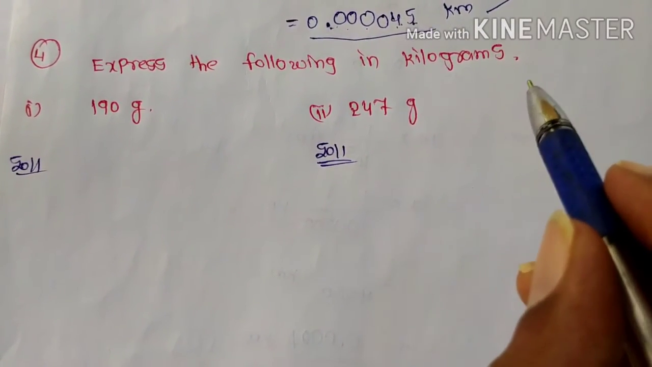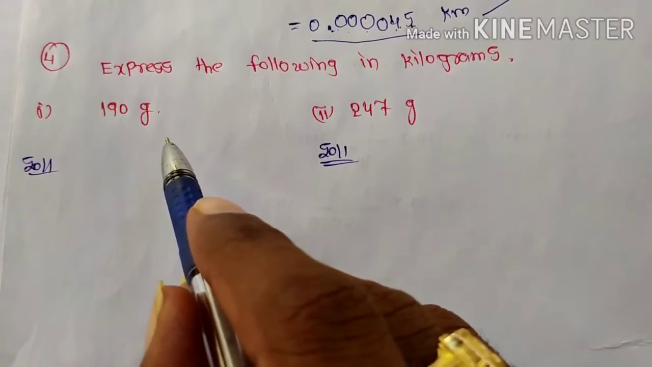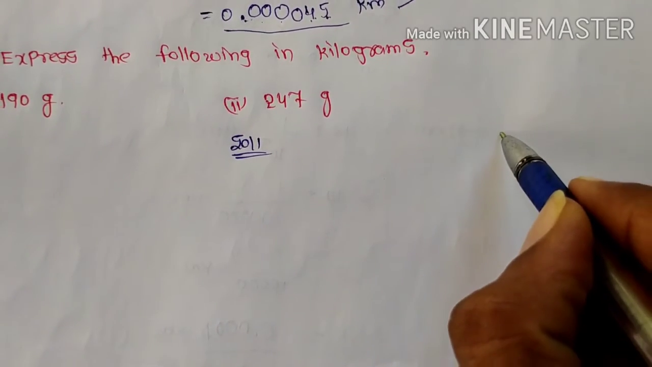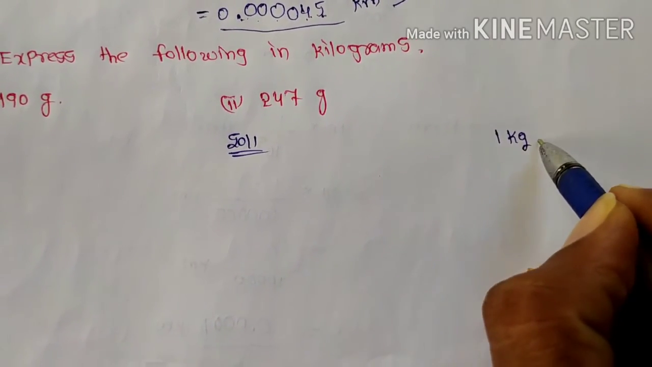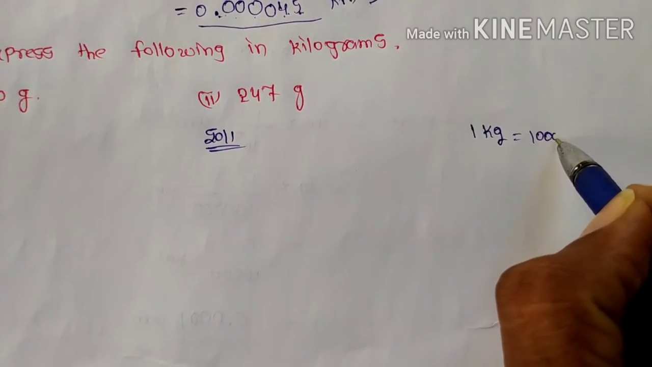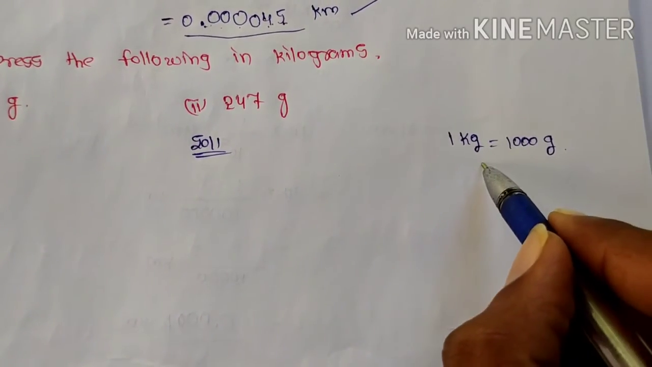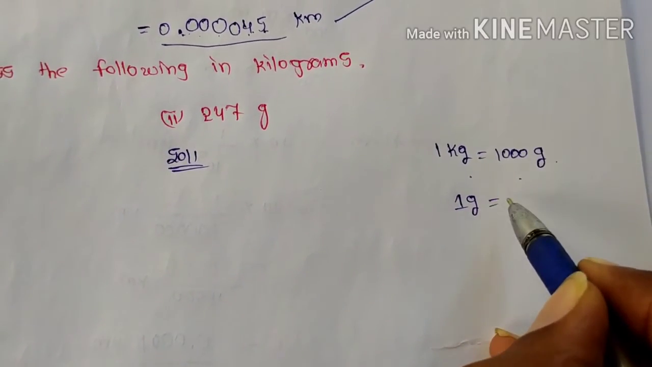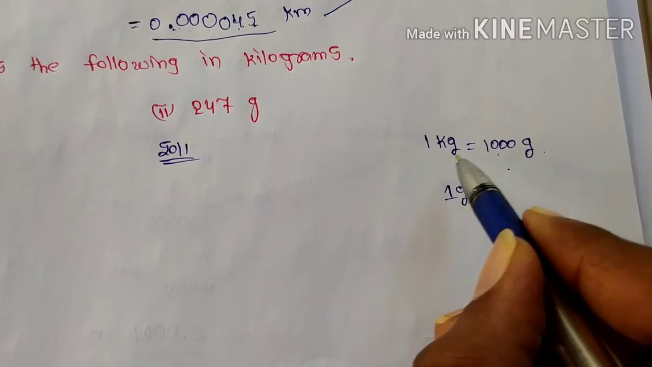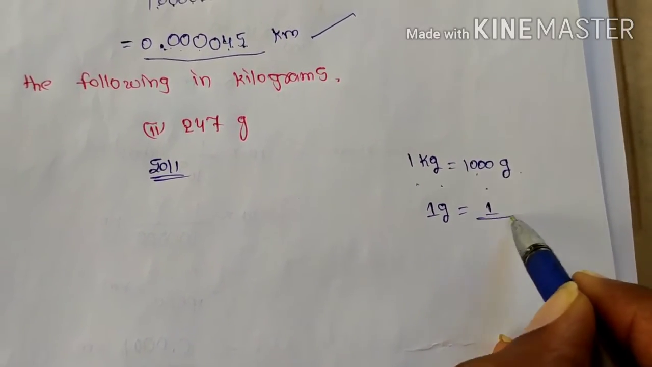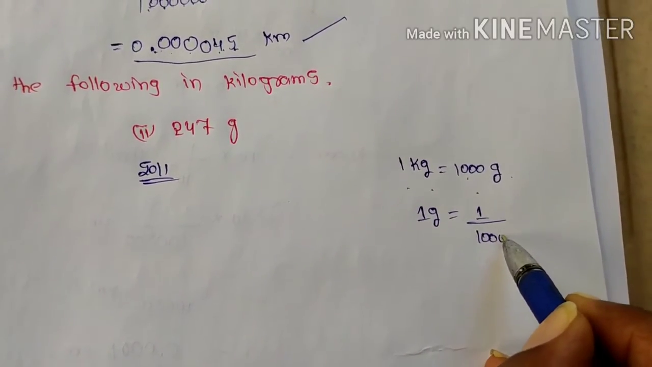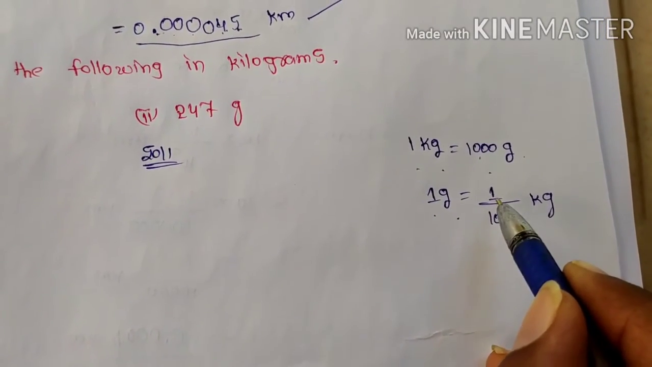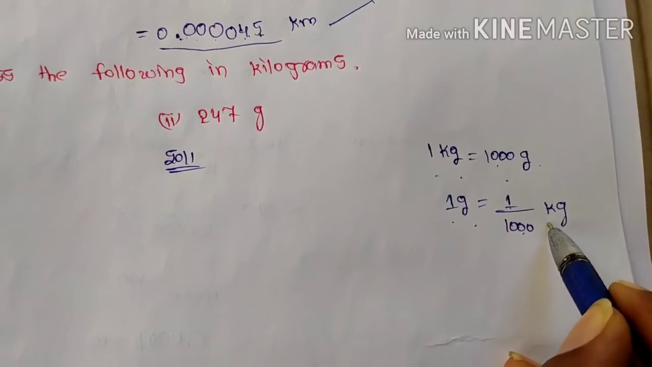Now you can see here question number 4. Express the following in kilograms: 190 grams and 247 grams. But already you know that 1 kg is equal to how many grams? 1000 grams or not? Yes, 1000 grams. 1 kg is equal to 1000 grams. Then 1 gram is equal to how many kilograms? Just transpose 1000 to the LHS. You can write here 1 by 1000 kilograms.